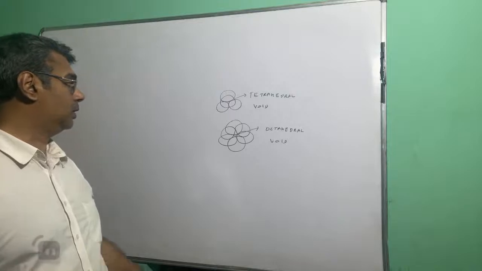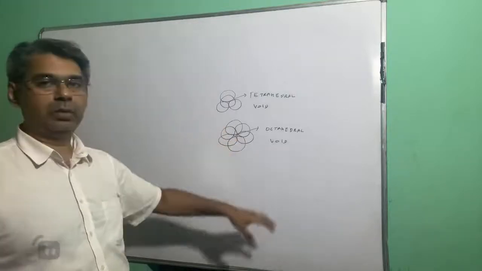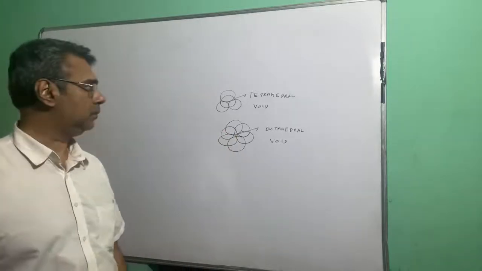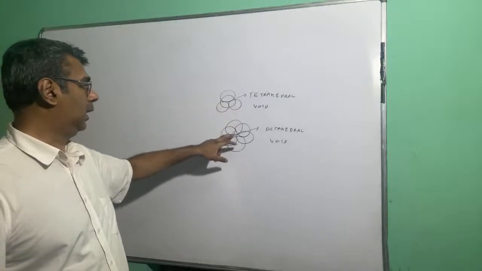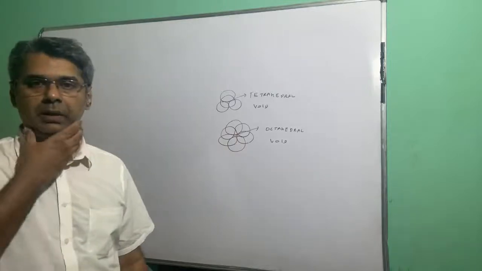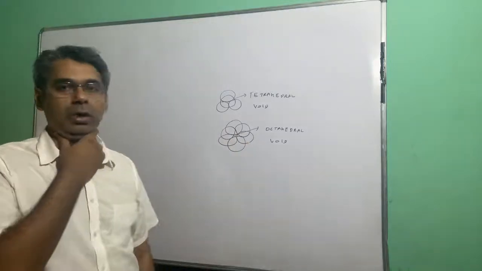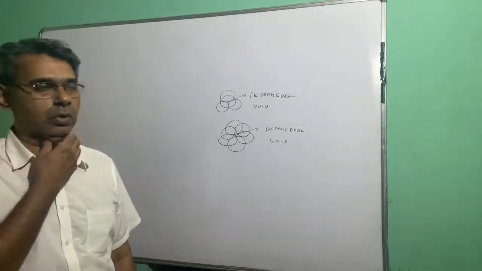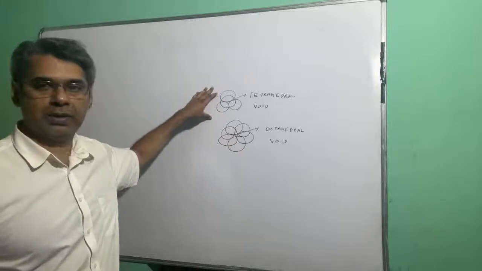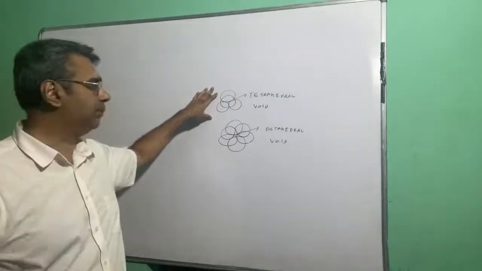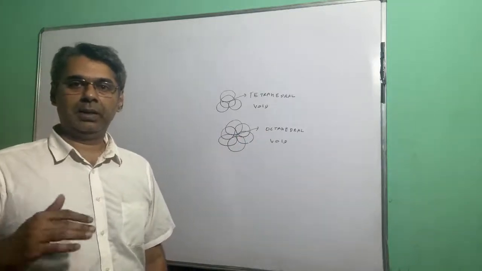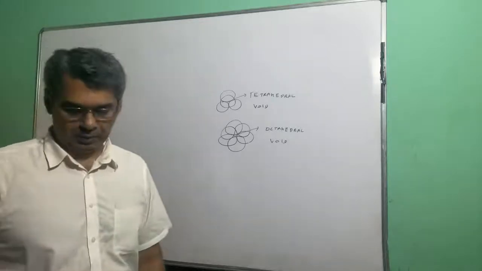The other option is that you will have three spheres in the lower layer, 1, 2, 3, and three spheres in the upper layer, and the gap between them is called octahedral void. So there are two types of voids. One is tetrahedral void, which is formed by four spheres, three in the bottom and one just above them. The other is octahedral void, which is formed by six spheres, three in the bottom layer and three just above them.